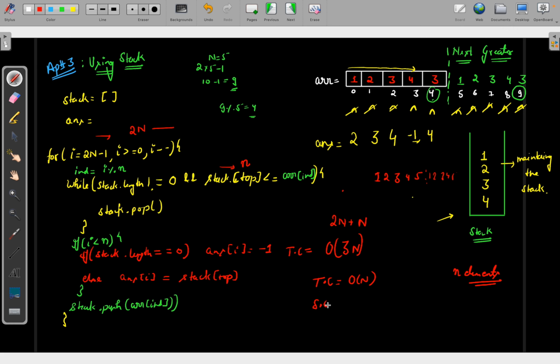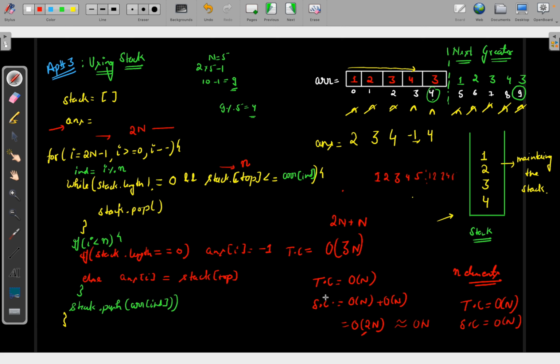And your space complexity. For the stack, no matter what, there will be only n elements in the stack. It's not going to be more than that. So it will be big O of n plus your answer array, so big O of n here as well. The total will be big O of 2n, but again you can ignore the constant, since 2n is proportional to n only. So your time complexity will be big O of n here, and your space complexity will be big O of n.